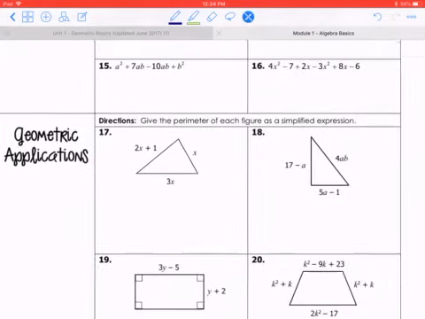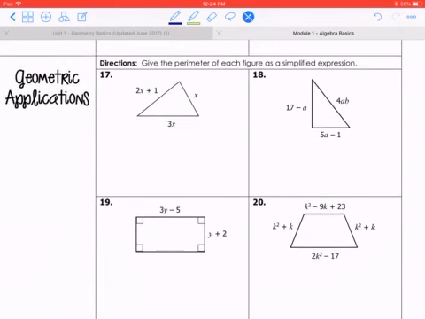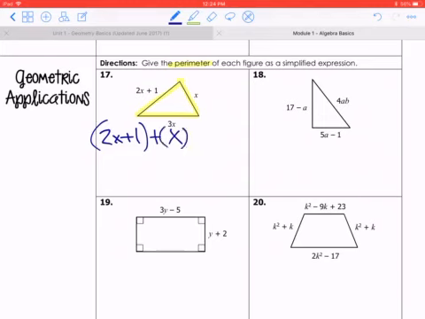Let's jump down here and look at one of these. It says give the perimeter of each figure as a simplified expression. So now we're going to take what we're learning and actually apply it to some real life type problems. If we have a triangle and I want to find perimeter, perimeter is the distance around the outside. So we have to add them all up. So I'm going to do 2x plus 1, that's one side, plus an x, that's the next side, plus 3x. Okay? Now I just put them in parentheses so you could see each side.